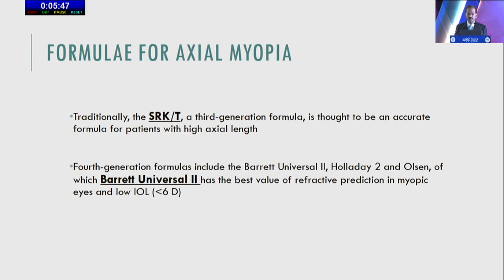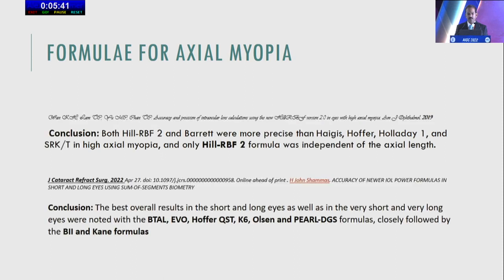A fourth generation formula, Barrett 2, has the best predictive value in myopic eyes and the lower IOL power. Let's see what we have in the literature. This article in 2019, when we had the last face-to-face conference in 2020, concluded that Hill RBF and Barrett were more precise than Haigis, Hoffer, Holladay, and the SRK/T in myopia. But the Hill RBF was independent of the axial length.